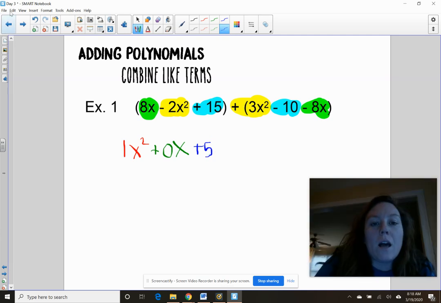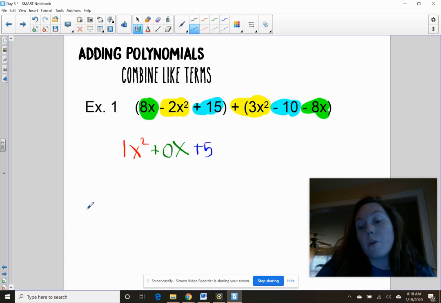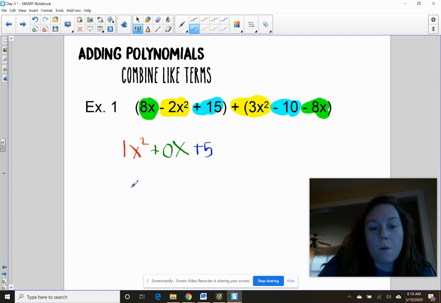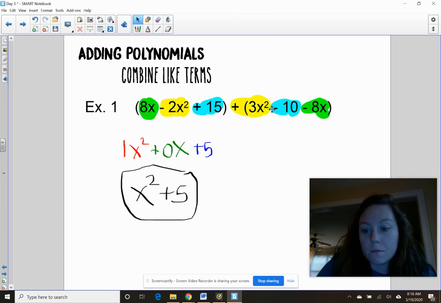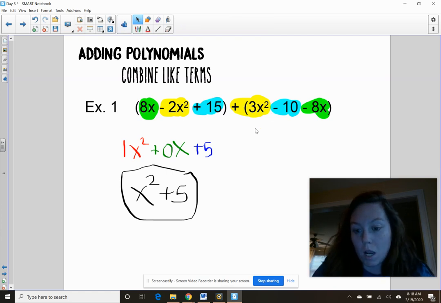Okay? Now, to clean this up, I wouldn't write this as my final answer. You can. I would never mark that wrong. But just to clean this up, my final answer would be x squared plus 5. I don't really like having that 0. Okay? And that's all you do. Adding's easy. You guys have done this. We did this in August.